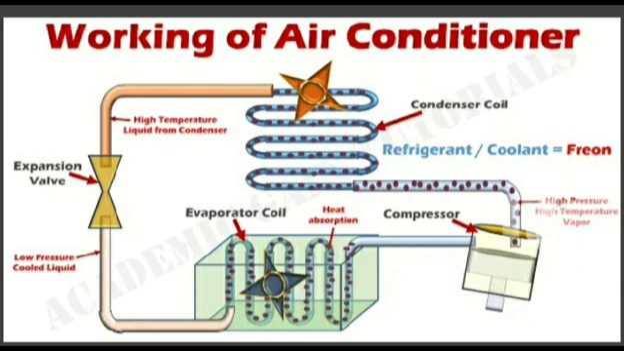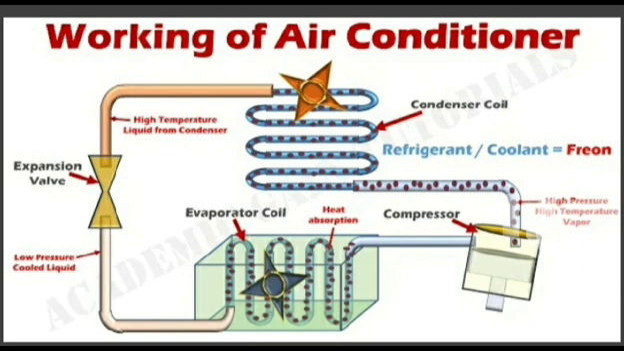Now, this hot gaseous refrigerant, after absorbing heat, again goes through the compressor. Thus the process is repeated continuously in a closed loop, and the air conditioner keeps cooling our home continuously. So, let's just summarize what we learned about how the refrigeration cycle works.